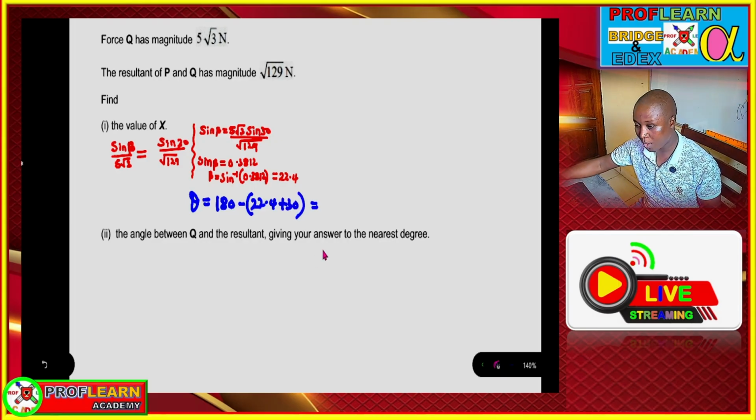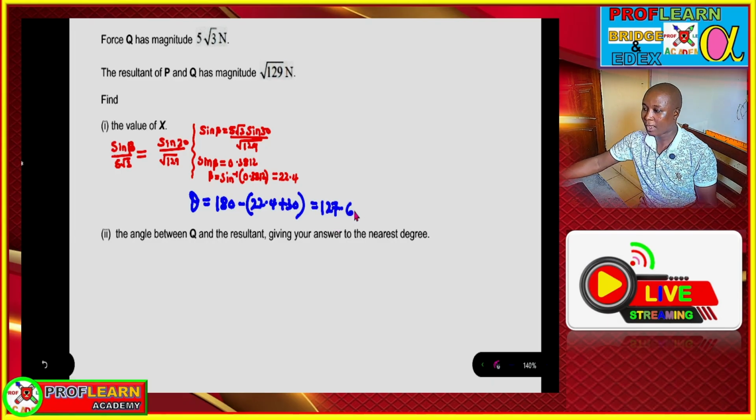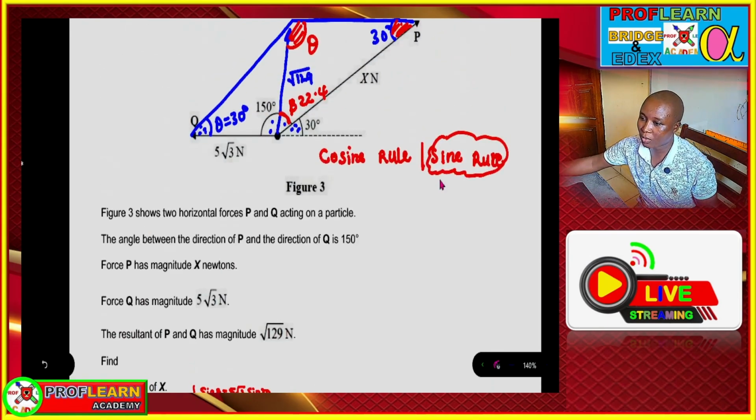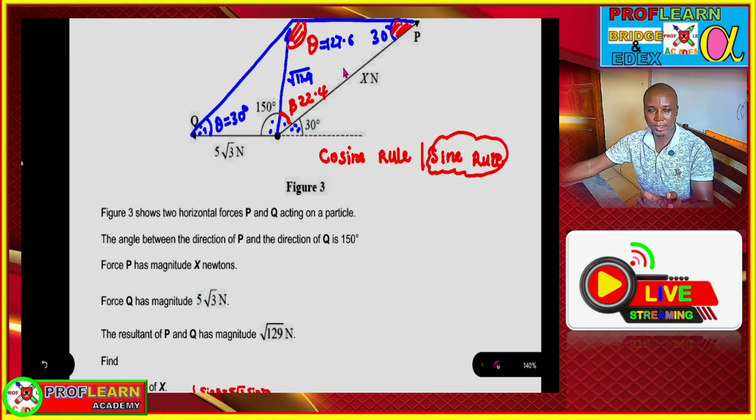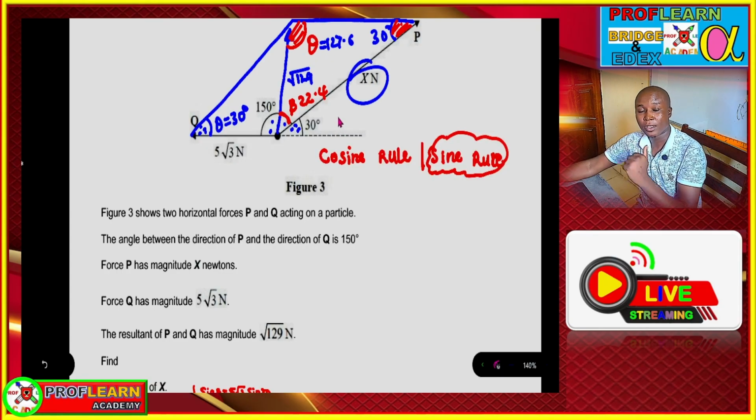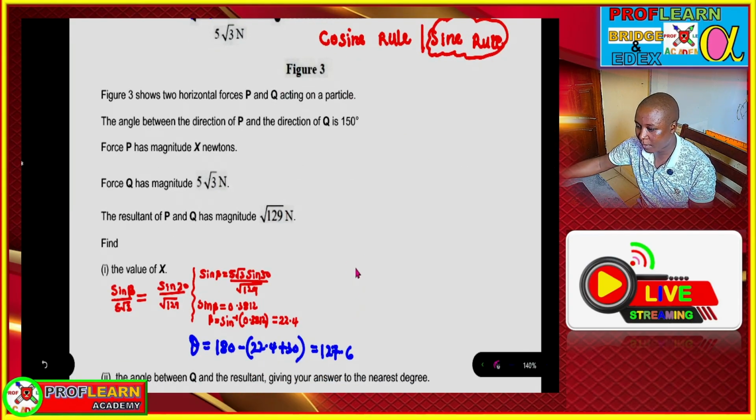Which is going to be 127.6. Now, which means that this angle is 127.6. What does that mean? It means that we can use the sine rule again in order to find the opposite side, which is equivalent to x. So at that point, we can again apply the sine rule.